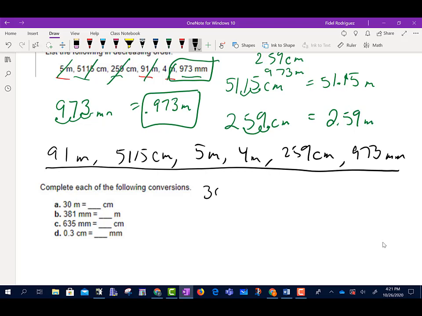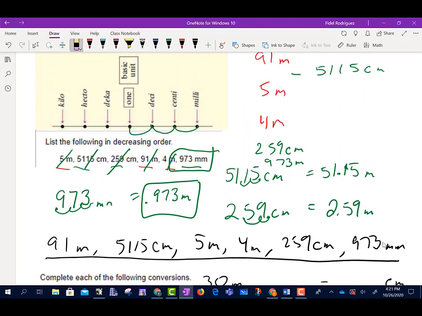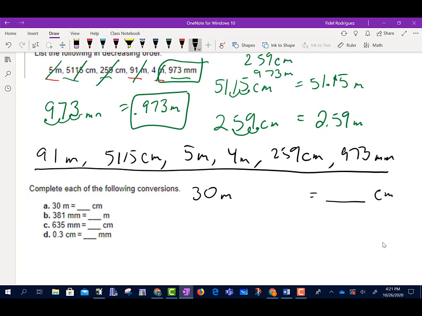So we're going to go from 30 meters, and we're going to want to write that into centimeters, okay? So let me erase some of this mess here. We're going from meters to centimeters. So look, 1, 2. I'm moving my decimal place 2 spaces to the right. So I'll tell you what, let me write it right here. 30, 1, 2. So this is going to be 3,000 centimeters.